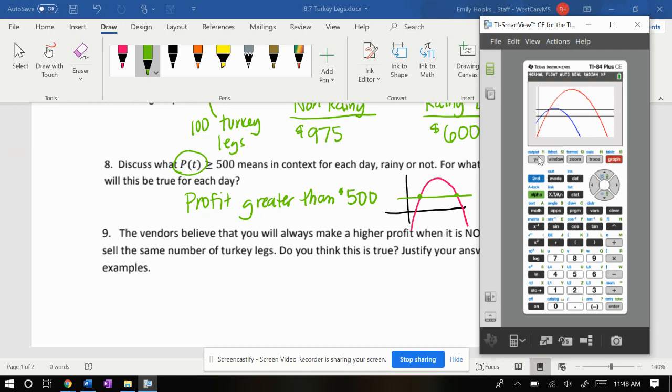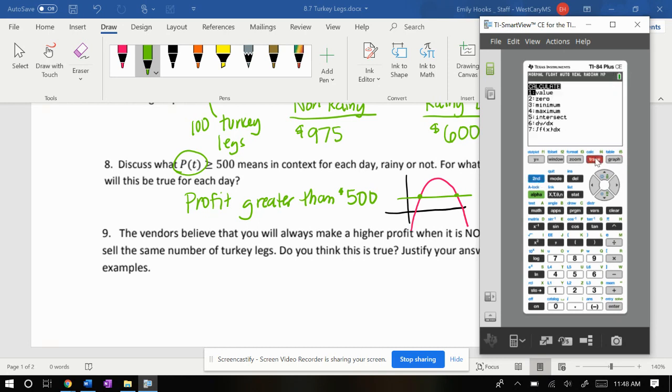So you can actually turn graphs off if you want to only look at one at a time. I'm going to turn this blue one off by scrolling over to the equal sign and pressing enter. And then when I graph it, watch, the blue one will not show up. So only the red one shows up now, so I can focus just on the red one.